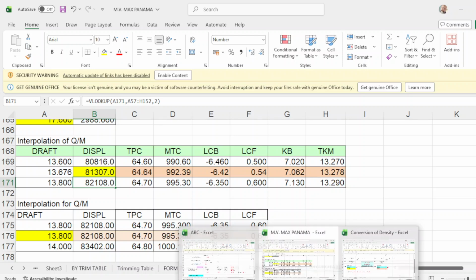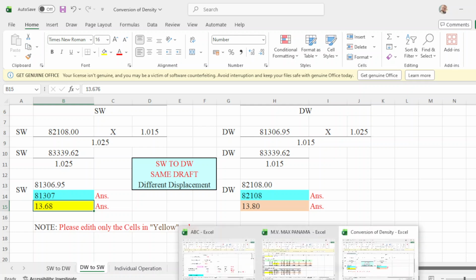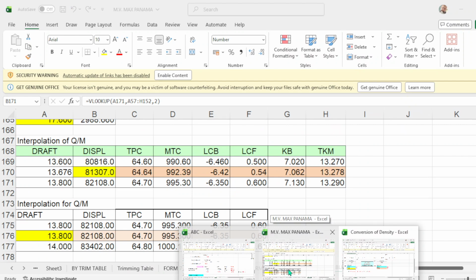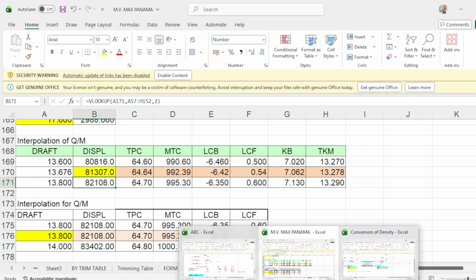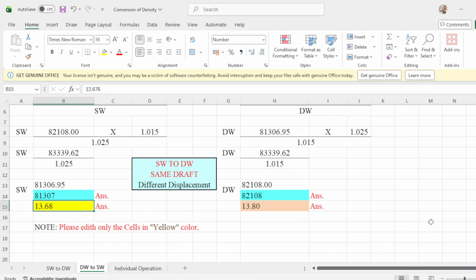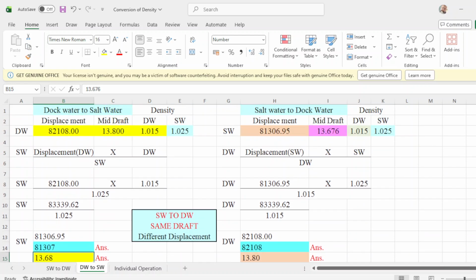That will be here, 13678. If we click this one, that is 13676. That will be 676, 13676. But yeah, almost the same, 676. What only matters is this conversion doesn't give you the forward and aft drop. It will give you only the displacement and the drop. And from this one, you can convert it from salt water to dock water, reverse.